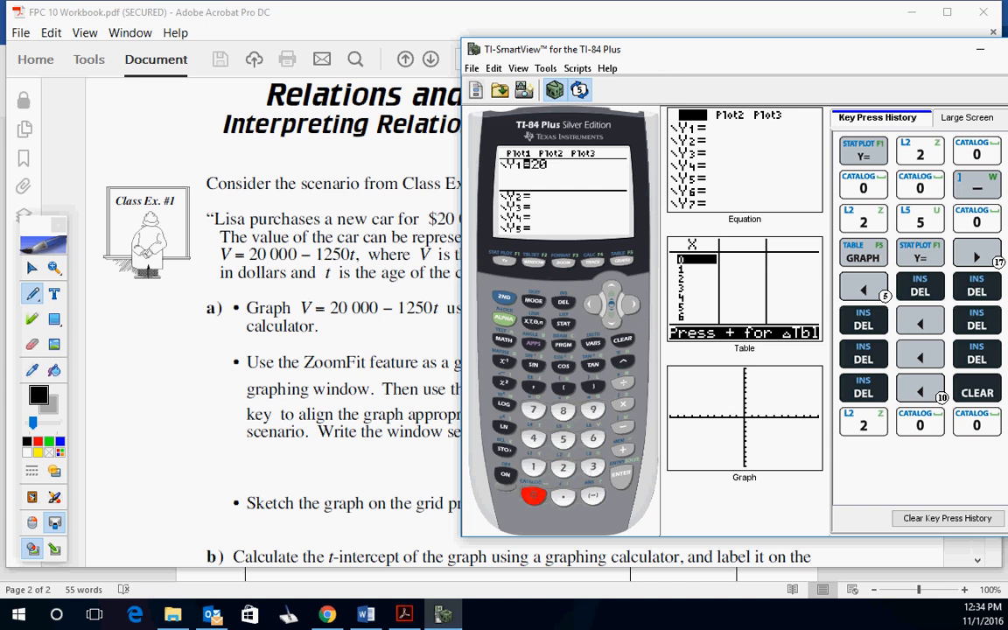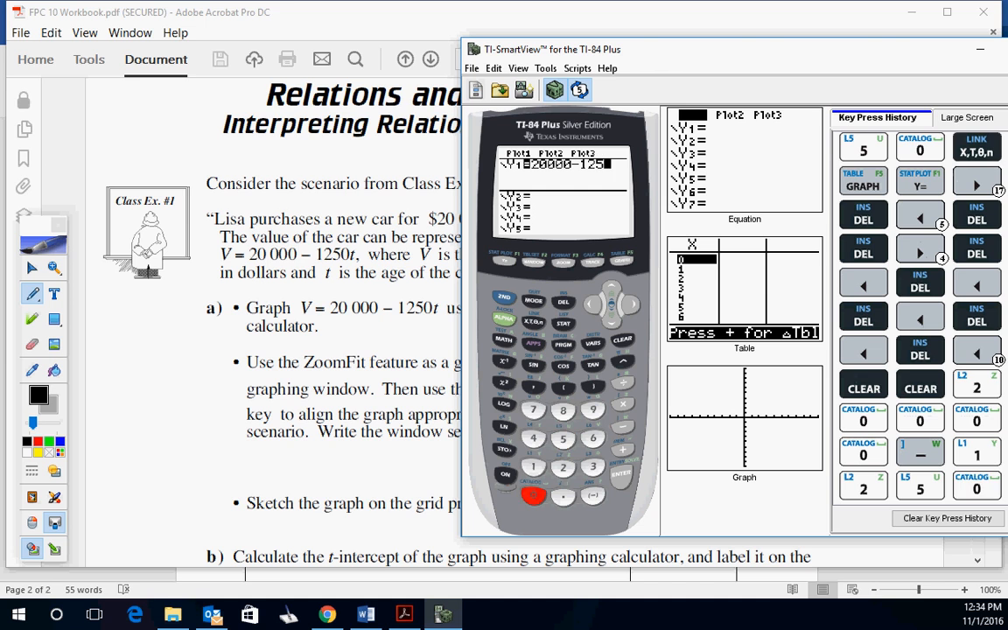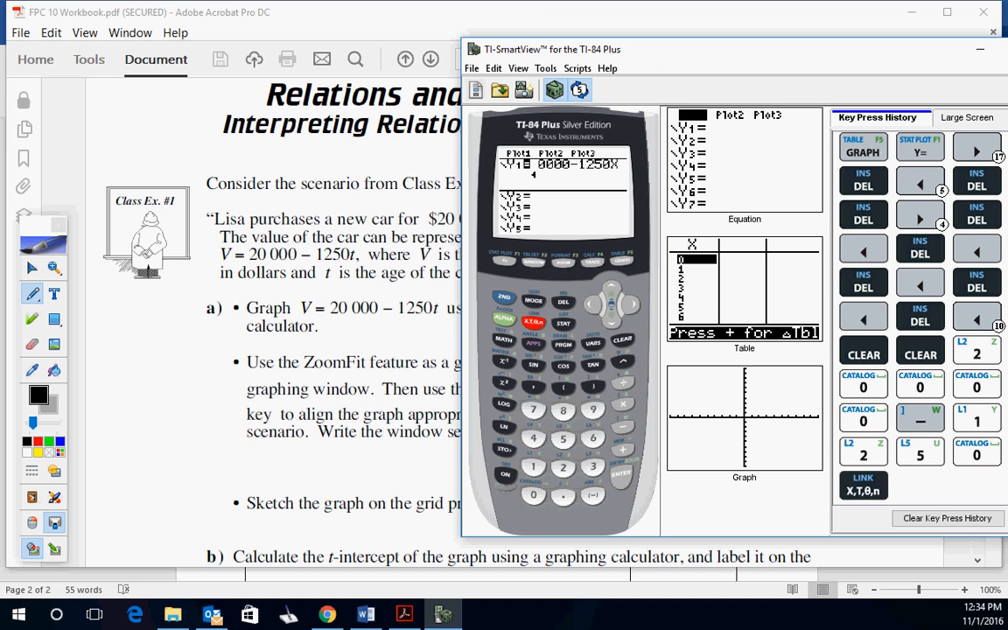So that's 20,000 minus 1250x. Graph. Okay, it does graph, but we can't see anything because it's way up in the 20,000s. Right now I'm on my negative 10 to 10 window, so I can't see anything. If you have smaller numbers, it's a little easier to bend around and see what you're doing.